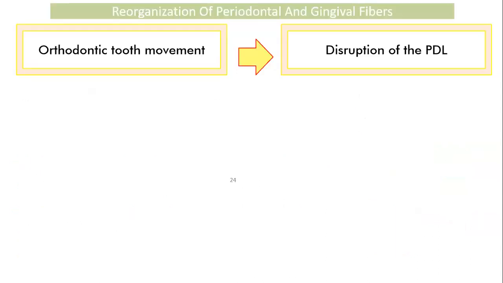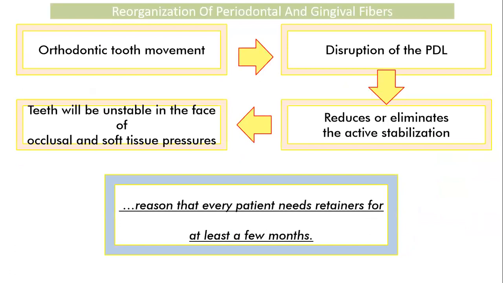Now, what happens during your treatment, basically? How do these fibers get reorganized? So whenever you're moving a tooth orthodontically, there is disruption of the PDL. Do we agree on this? Going back to biology of tooth movement, you have pressure side, tension side, your fibers, the PDL space is enlarged, widened, and all of that. So there is a disruption of the PDL. Basically after treatment, there is reduced active stabilization, because what is happening?